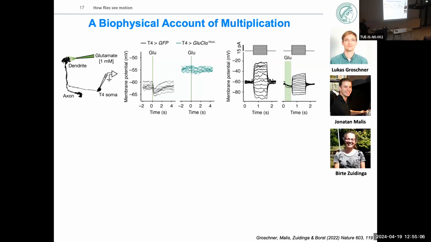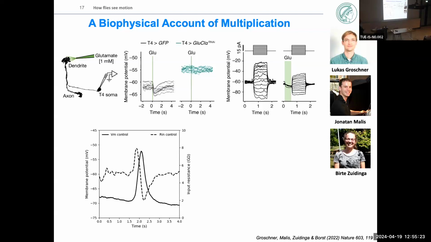Next question is, now this is artificial application of the transmitter. Does the change of input resistance really happen during visual stimulation? So Lukas repeated these experiments, measuring input resistance and membrane potential at the same time. And what he saw for a bright edge moving in the preferred direction, you see the nice depolarization here, and the dashed line represents the input resistance, and it rises from about 5 gigaohm to 8 gigaohm just before the cell depolarizes. So we do, in fact, see this change of input resistance in visual motion.